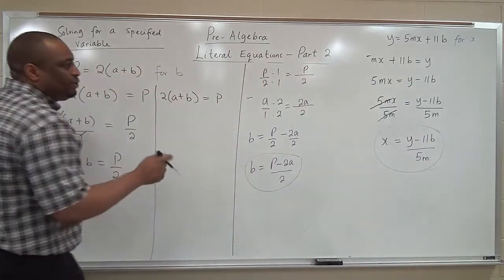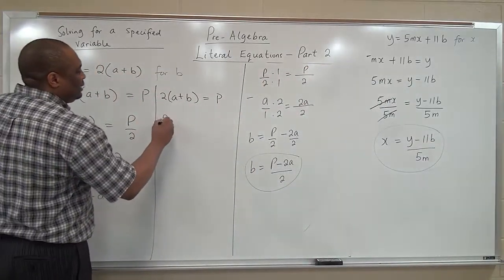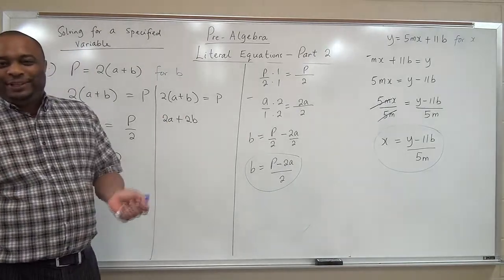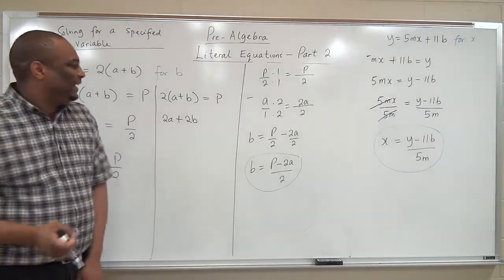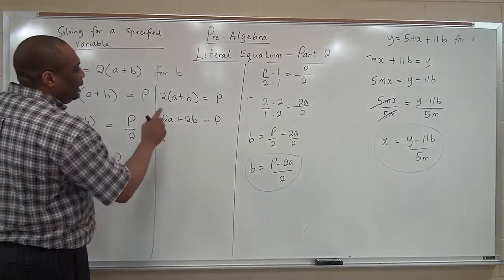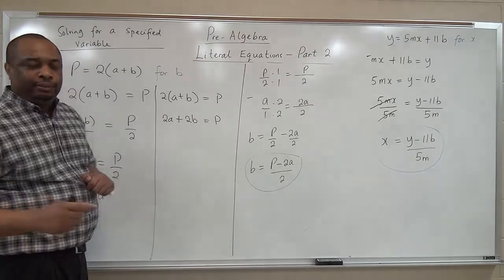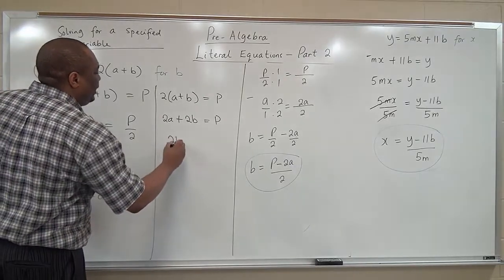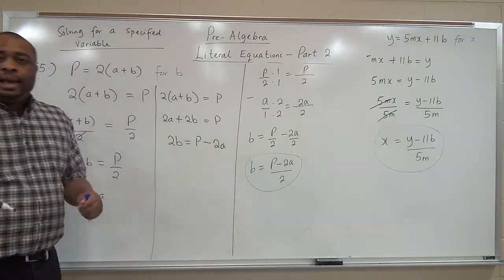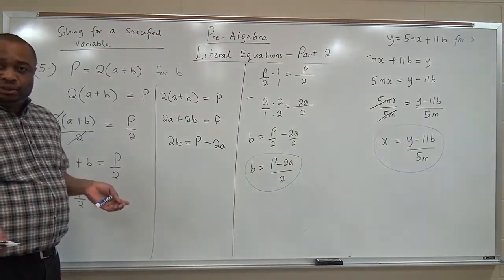So if you choose to distribute, you now have 2a plus 2b. That means you have to view the videos on distributive property. 2a plus 2b equal to what? P. You subtract 2a from both sides. You have that 2b is equal to p minus what? 2a. And then you divide both sides by 2.